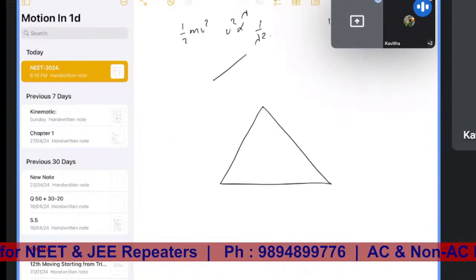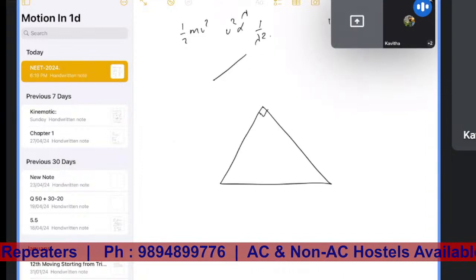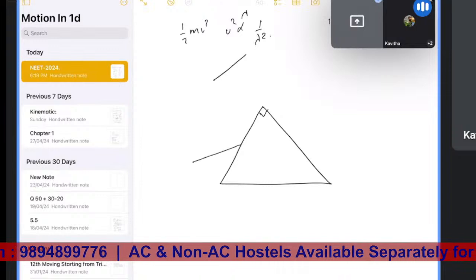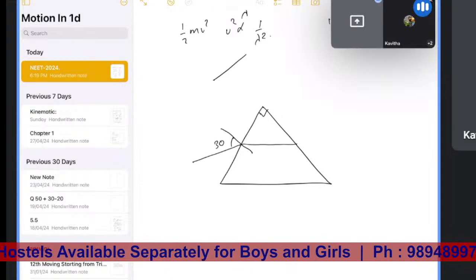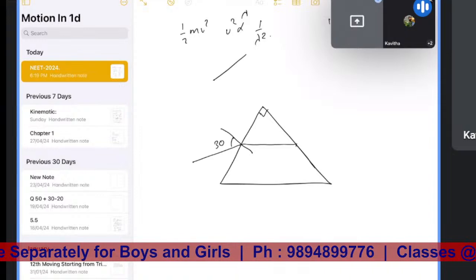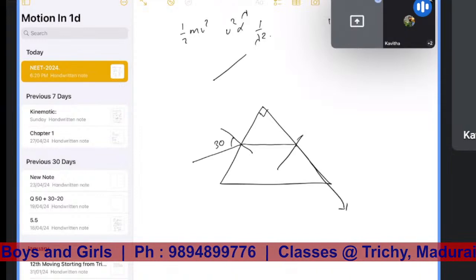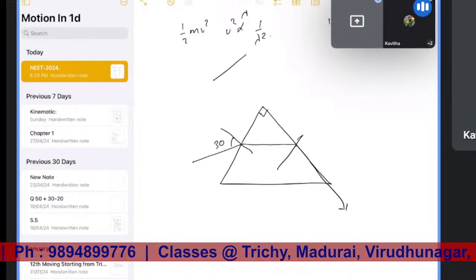But there is a problem with option number 4. First thing is, it is given to you that this is a right angled prism, so this is 90 degrees. Then it is told to you that the angle of incidence is 30 degrees, and then this is going parallel to the base, and then it is emerging this way. So let's put some angles there and then see.